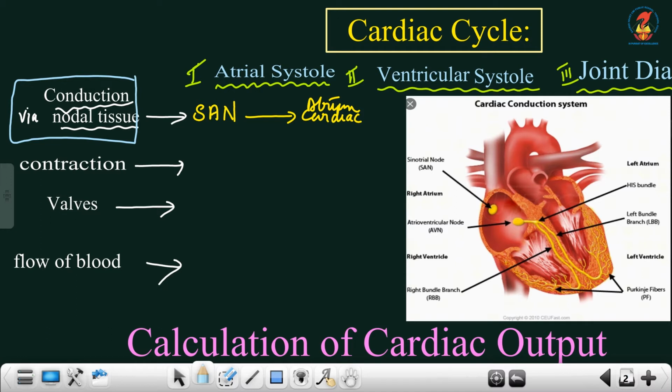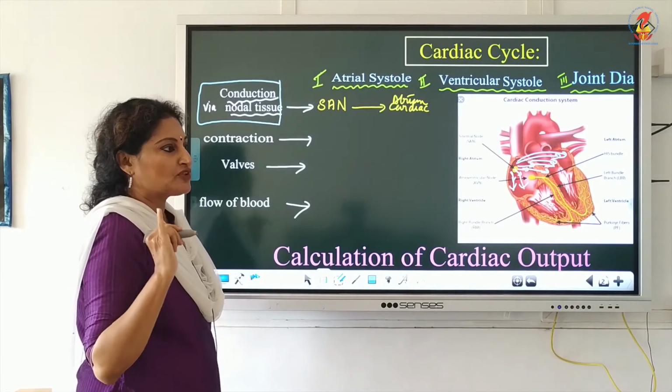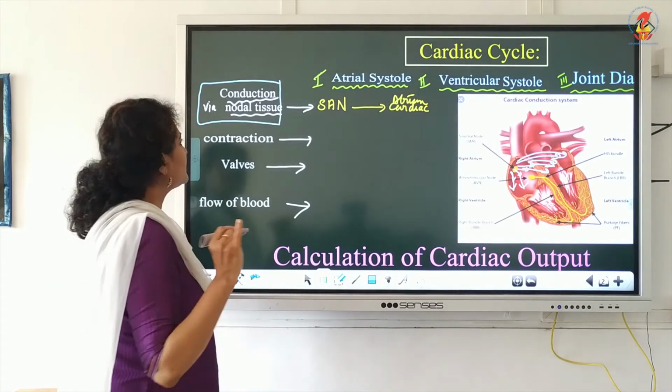So here the SA node initiates the heartbeat or initiates the action potential. When it initiates the action potential, it gets propagated where? To the two atria. And when it gets propagated to the atria, right atria and left atria, what will happen to the atrium? They get contracted. So first you must talk with respect to the nodal tissue, very compulsory. The first point should be with respect to the conduction via the nodal tissue.